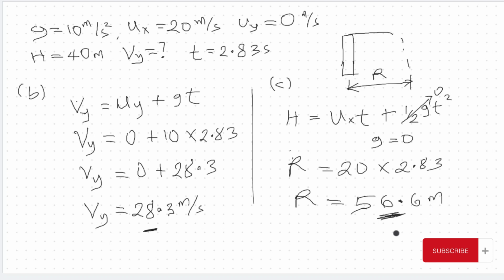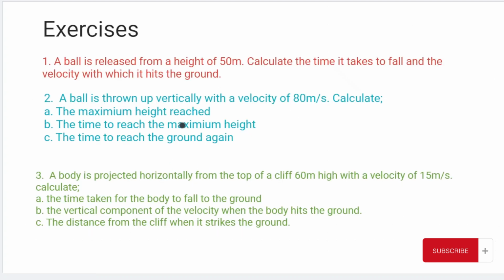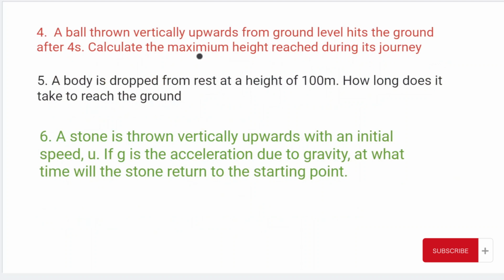All right, the next questions will be exercises that will be solved by you. So take them seriously, take a book and a pen, and then solve them and make some comments about the solving. We have to solve the following exercises: question number 1, number 2, number 3, number 4, number 5, and then number 6.